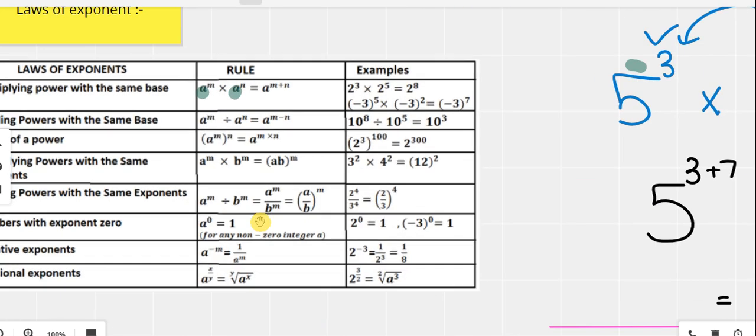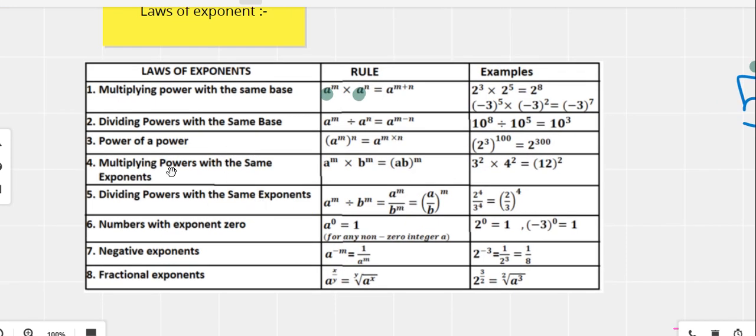Alright, let's move on to the third one, power of power. Power of power means that you have a base and it has a power, and then it has one more power, but it is separated by the bracket. You can see here a to the power of m, in brackets, and then n, which equals a to the power of m times n. What they're saying is you have to basically open the bracket. When you open the bracket, whatever power you have inside on the base, you will times that power with the outside power indices.